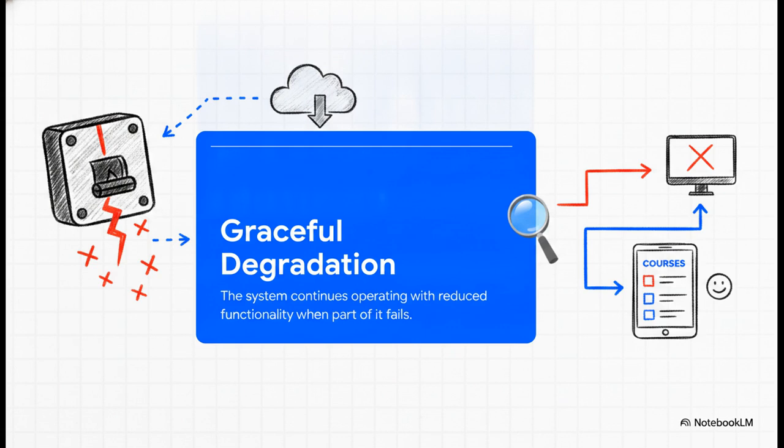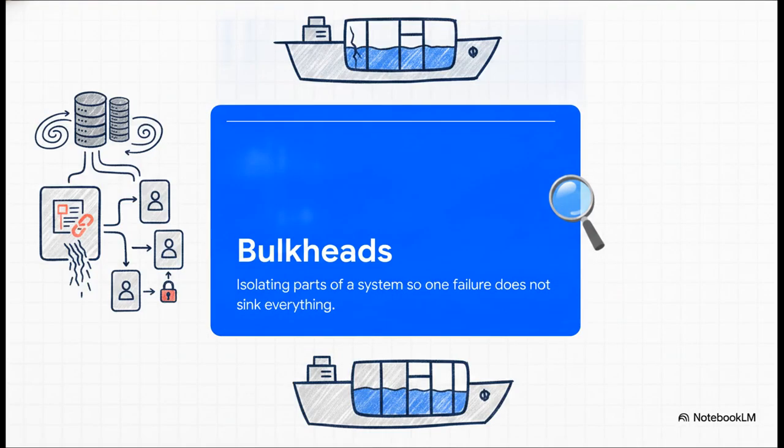The user can still browse, they can still learn, and the product still works. Our final synchronous pattern is bulkheads. Taking direct inspiration from ship compartments, we use bulkheads to isolate parts of a system so one single failure does not sink the entire ship.